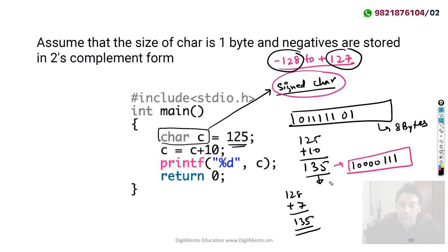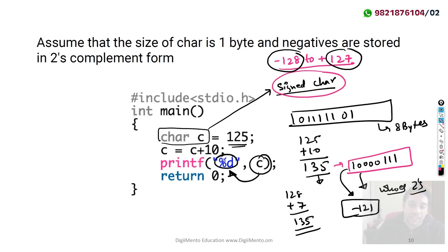So you have to figure out whose 2's complement this is. You will figure out that this is the 2's complement of a value, which is, I guess, 121. So it is representing -121. This value will be printed here, because I'm printing with %d, I'm not printing with %c. So this will be -121 as the output for this given program.